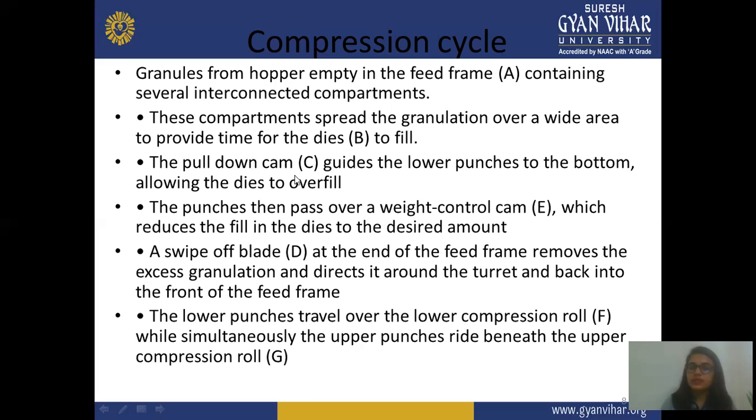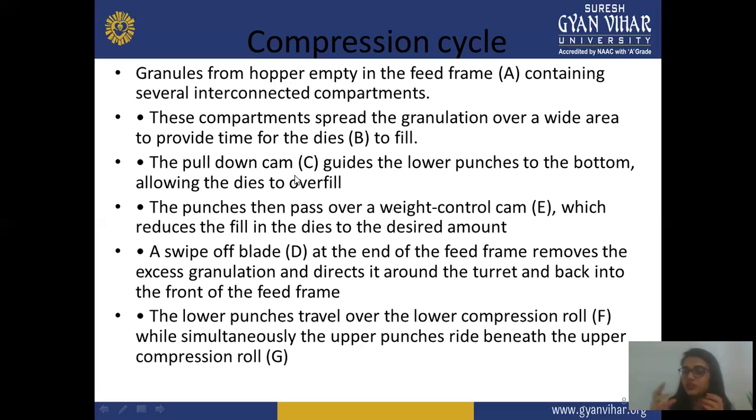And the lower punches curl over the lower compression roll F. Means after this step, it passes to the C part. And in the C part, simultaneously the upper punch is right beneath the upper compression roll, G, which is above. In this, F again goes to the G part.